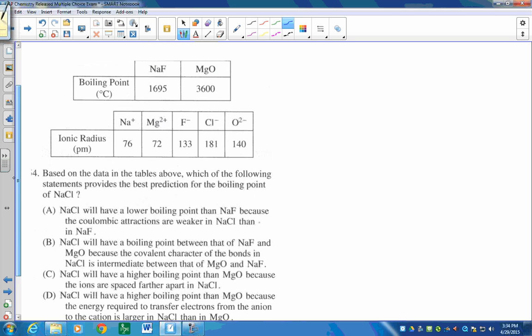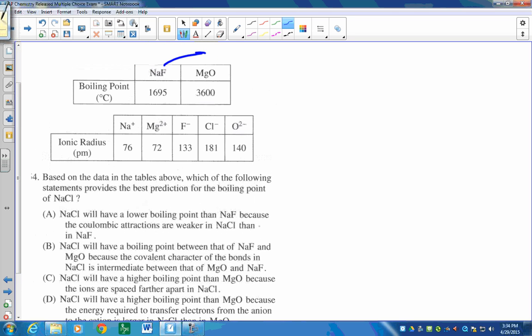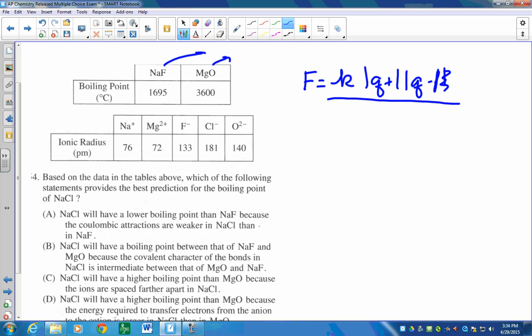Okay, so here's the deal. We have two compounds. These are ionic compounds, and ionic compounds are governed by Coulomb's law, which is a force of attraction between charged particles, and ions are charged particles. It is a function of the magnitude of the positive charge, meaning absolute value, times the magnitude of the negative charge, over d squared. Okay, so first thing, this is almost twice as big as this. Why does MgO have such a much, much, much larger boiling point?